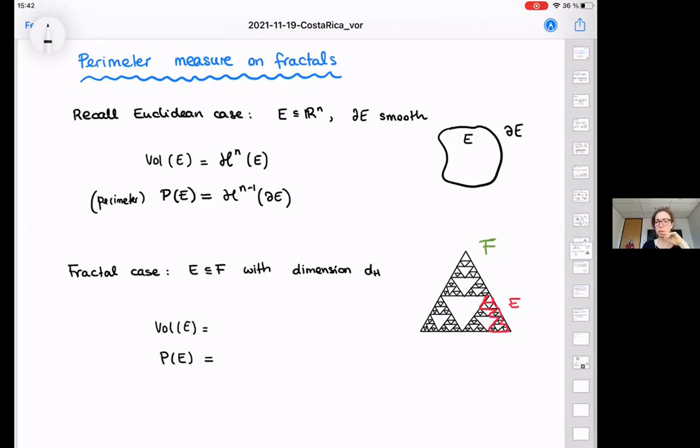So now we are going to try to do the same thing. If we are in a fractal with dimension d_H, we agreed that we were going to take the Hausdorff measure at the correct dimension of E. And now if I naively go and say, okay, so now I'm going to do exactly the same thing, and I'm going to take the perimeter to be the H^(d_H - 1) of the boundary.